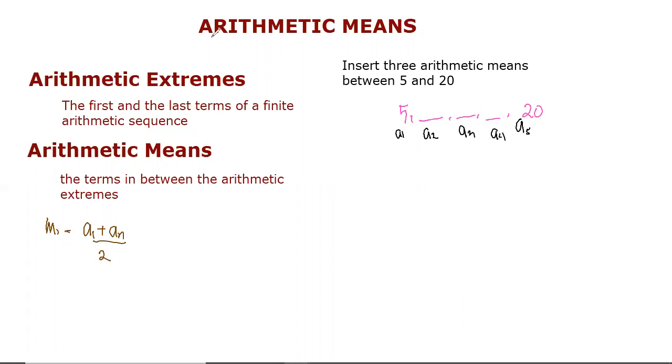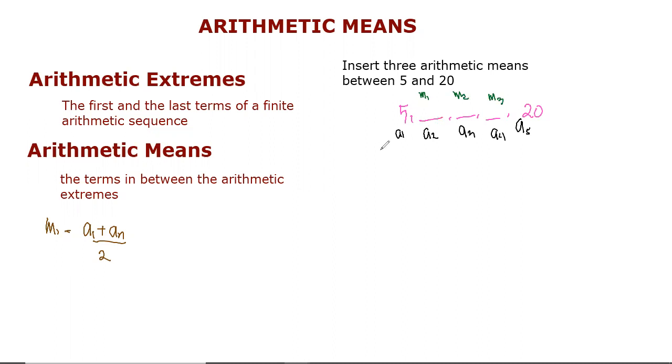Okay, kapag missing means naman po ang hinahanap natin, we have m sub 1, m sub 2, and m sub 3. Okay, so ma'am, ano na pong gagawin namin dyan? Kasi nga po, yung binigay mong example is for only one mean. Pwede pa rin po ba namin magamit ang ating formula na a sub 1 plus a sub n over 2? No, not yet. Ma'am, bakit po? Kasi po, wala pa tayong common difference. Hindi po natin ma-identify kung ano po yung common difference ng ating arithmetic sequence.